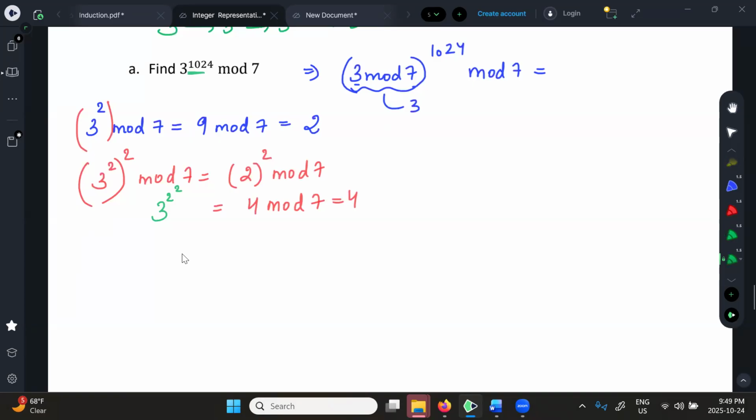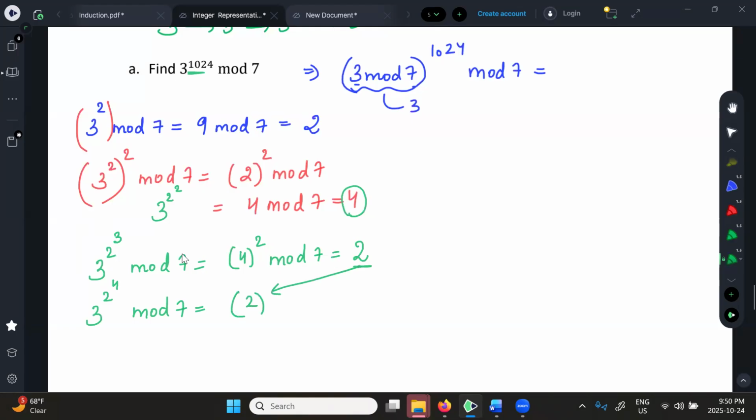So next time, I'm going to square the next entry, which is 4, right? So 3 to the power 2 cubed mod 7 is nothing but 4 squared mod 7, which is 16 mod 7, which is 2. I got 2 back. You see what is happening here? So now when I'm doing 3 to the power 2 to the power 4 mod 7, technically I'm just squaring the 2 again, the last entry, mod 7, which is 4.